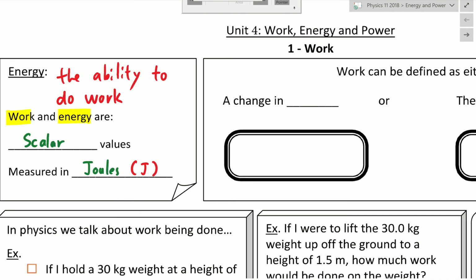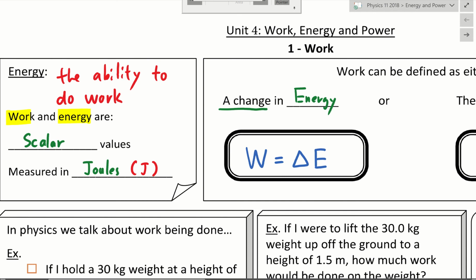Okay, so work, which is the first thing that we'll do, is a change in energy. So when you change the amount of energy in an object, if you give an object energy, you are doing work on it. So that's what work means. We have a basic definition for work: work is change in energy.